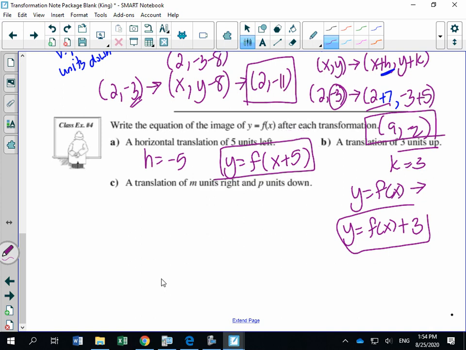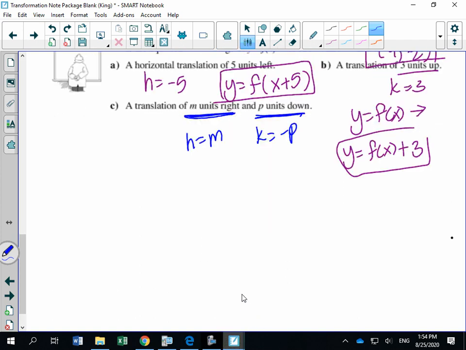A translation of M units right. So a left-right move is our H value. And if we're going right, it would be positive M there. And P units down, that would be my K value. And K would be minus P because we're going down. Okay, so now I've got to take my original equation, F of X, and I need to make these transformations.